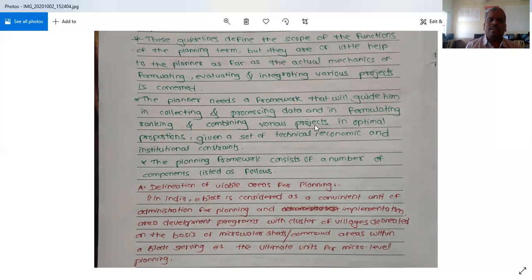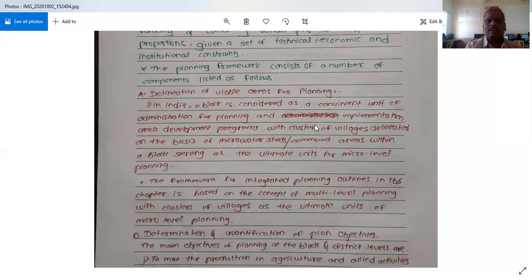And the last guideline is the planning framework consists of a number of components listed as follows. First one is delineation of viable areas for planning. In India, a block is considered as a convenient unit of administration for planning and implementation. Area development programs with a cluster of villages delineated on the basis of micro watersheds, command areas within a block serving as the ultimate units for the micro level planning. So what is the meaning of this actually?